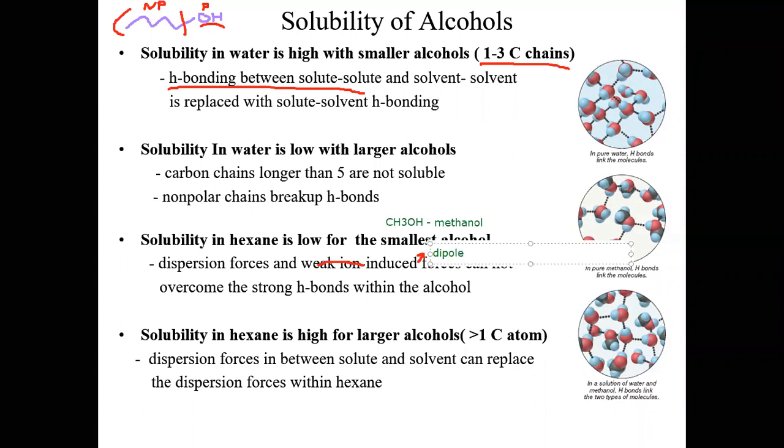So the dispersion and the weak induced dipole forces can't overcome the hydrogen bonding that is occurring with the alcohol. So that's why methanol is not soluble in hexane. Whereas your carbon chains that are greater than 1, there's sufficient dispersion forces that it can break the dispersion or interfere with the dispersion forces between hexane and dissolve or become miscible in solution.